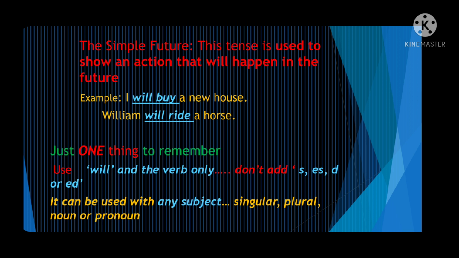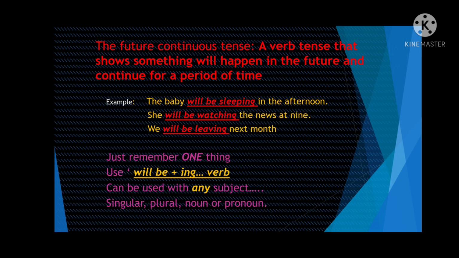Only one thing to remember, and that is use will and the verb only. Don't use S, ES, D, or ED, those are meant for other tenses. And also, you can use this with any subject, singular, plural, noun, or pronoun. It's very easy. You can see will buy, will ride, no S, no ES, no D, no ED.